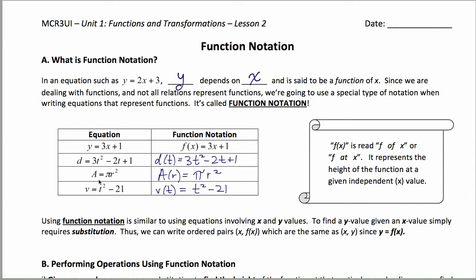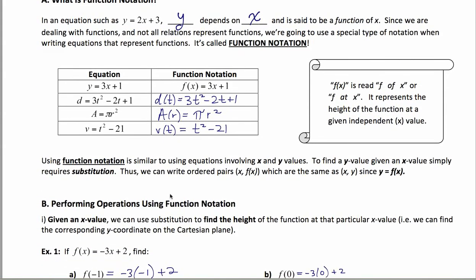Okay, if we do the same thing for area, we can say that area is a function of the radius, and as the radius changes, the area changes. So a at r, or a of r, is equal to pi r squared. And then v equals t squared minus 21. If velocity is a function of time, then we can say v at t equals t squared minus 21. A reminder that this isn't multiplication. This is a notation that changes an equation into something that we can recognize as a function. So I know that every input has at most one output value, and that velocity is dependent on time, and that this is v at t, or v of t, velocity as a function of time.